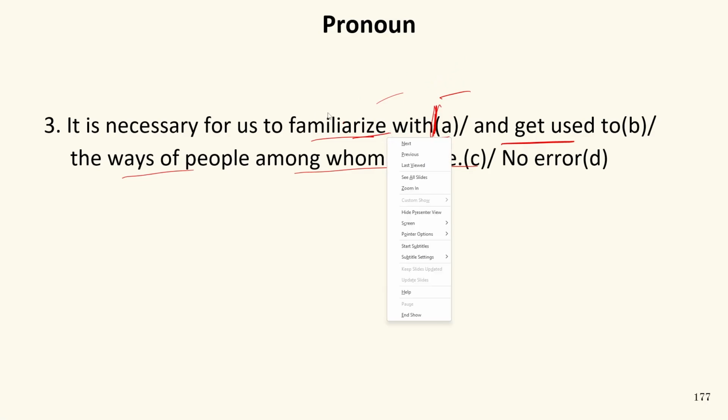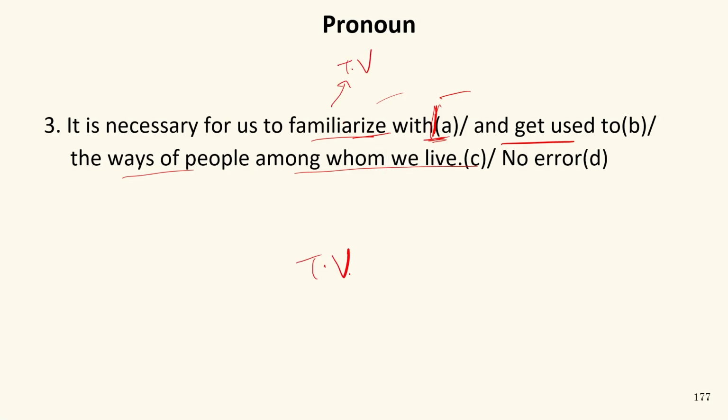Familiarize is basically a transitive verb. Transitive verbs are the verbs in which an object is required necessarily. It means after which we require an object. So if a transitive verb is not followed by an object, or you can say if it is followed by a preposition and the object is absent in between, then in this case, we use a reflexive pronoun between both of these.